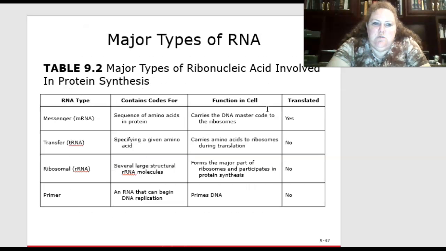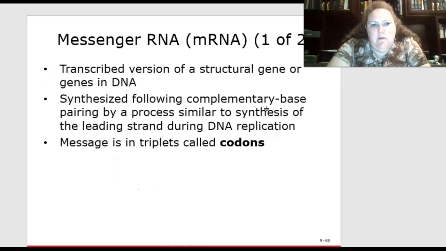Where ribose is just 1. And so here is a nice little summary table, and this is table 9.2. These are major types of ribonucleic acids that are involved in protein synthesis. Okay. So what about messenger RNA?